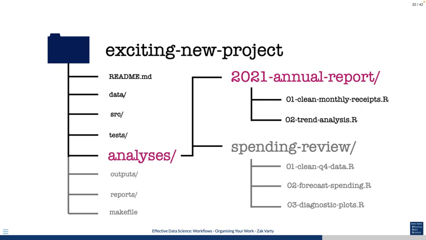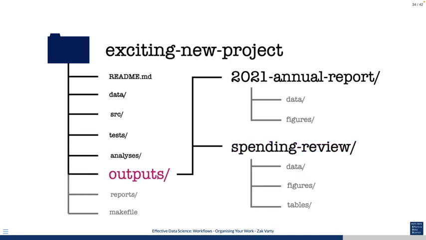Here we can see the scripts used for the 2021 annual report. First up is a script that's used to take the raw monthly receipts and produce the cleaned versions of the same datasets that we saw earlier. This is then followed by a trend analysis of this cleaned dataset. Similarly, for the spend and review, we have a data cleaning step, followed by some forecast modelling, and finally the production of some diagnostic plots to compare these different forecasts.